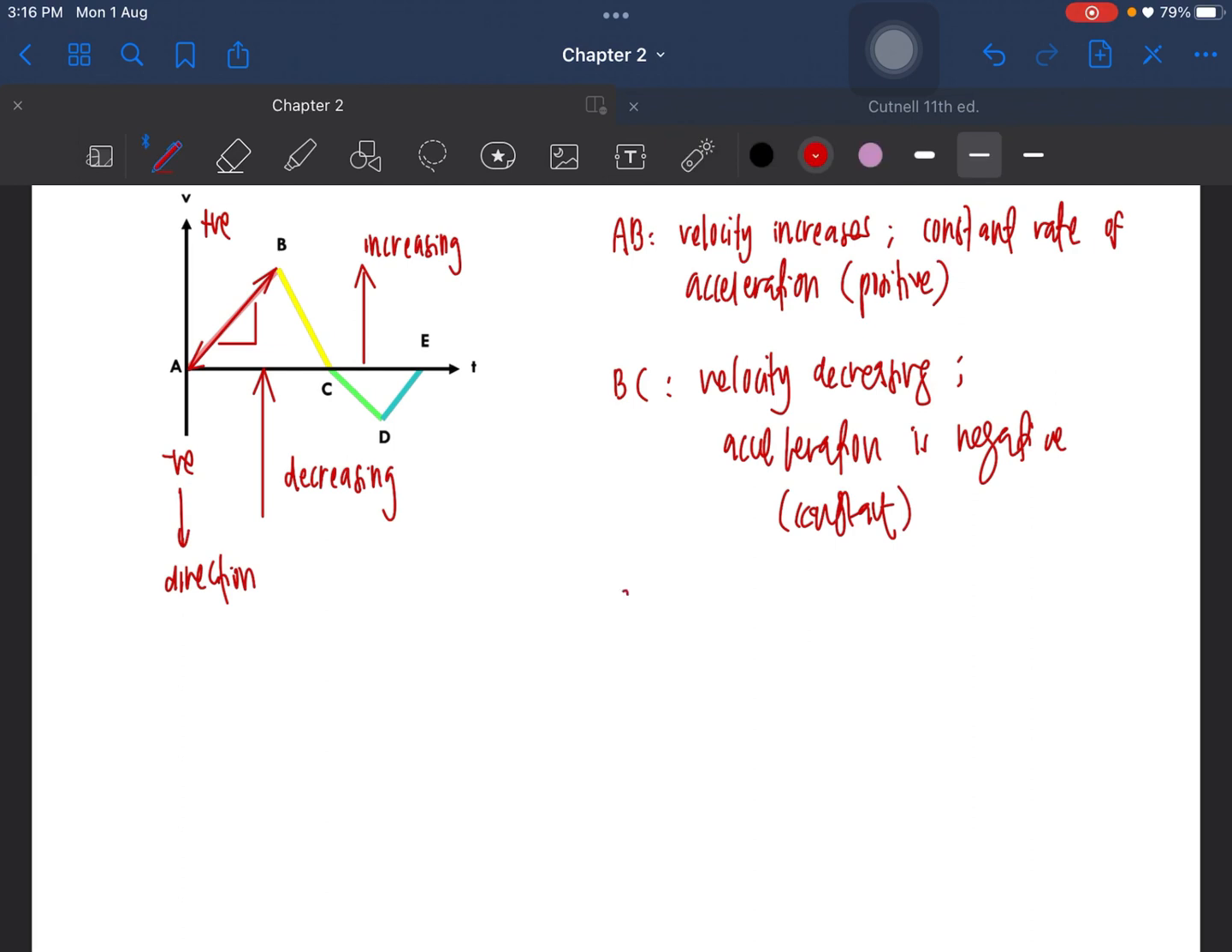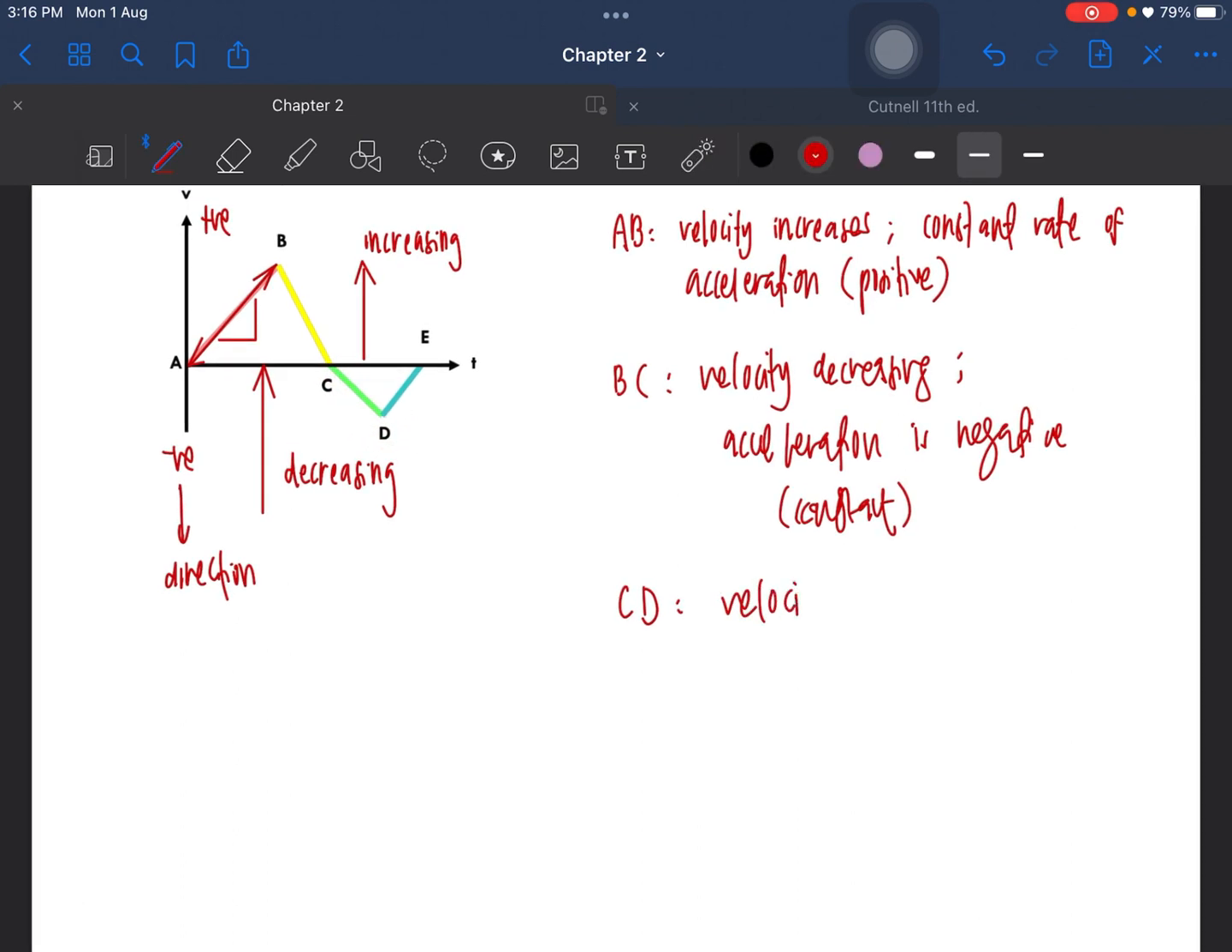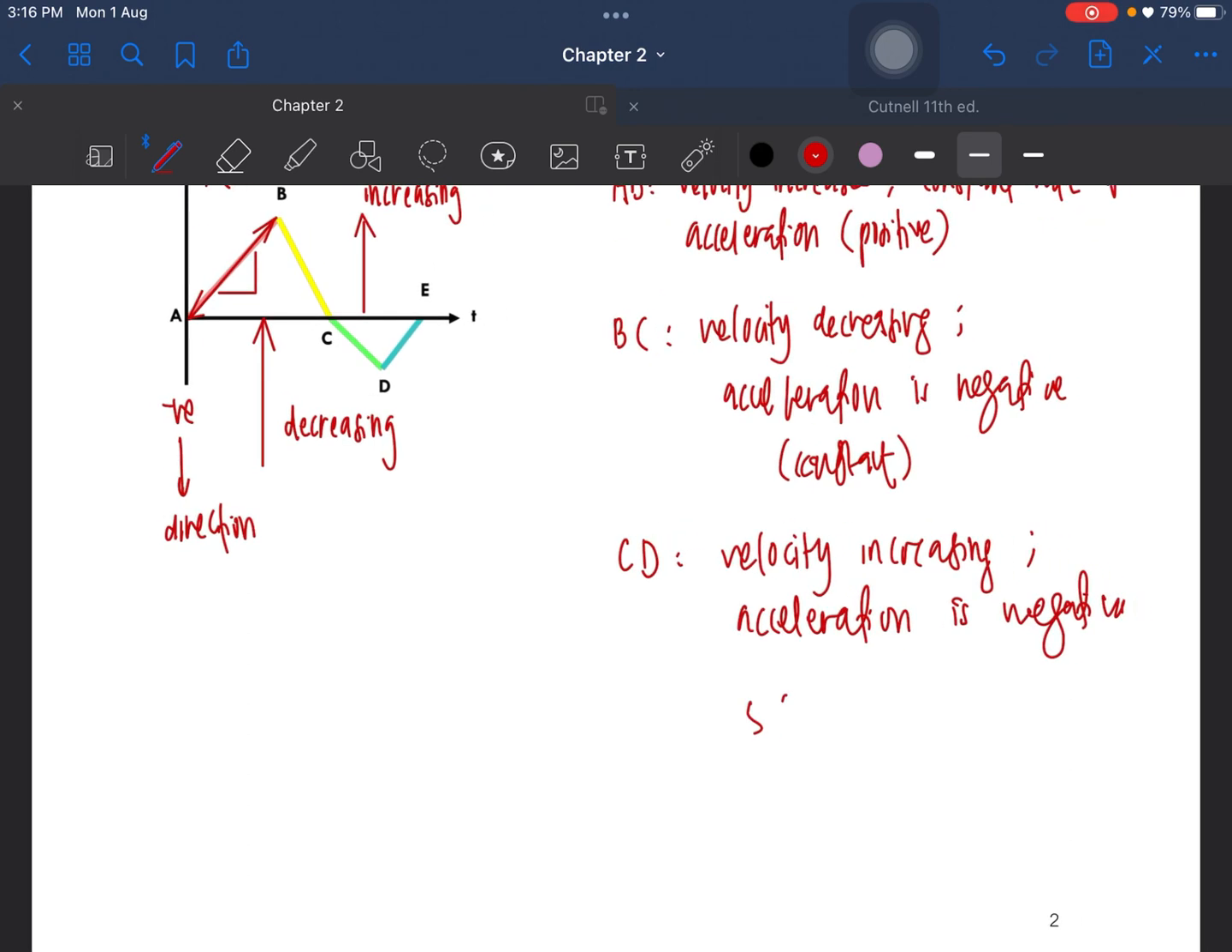Okay, and then point CD. As you can see, it is moving away from 0, so the velocity is increasing. But the acceleration is negative. Okay, so acceleration is negative. Acceleration is constant also. Constant. And then point DE, it is moving closer to 0.